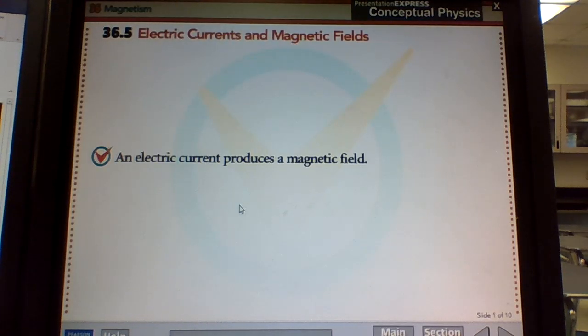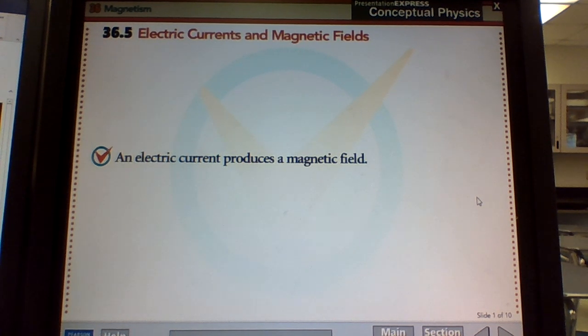Here we're going to skip 36.3 and 36.4. Again, they're interesting, but just a little too specific, getting us away from just the general basics that we're trying to cover here before the end of the year. But 36.5 has to deal with electric currents and magnetic fields.